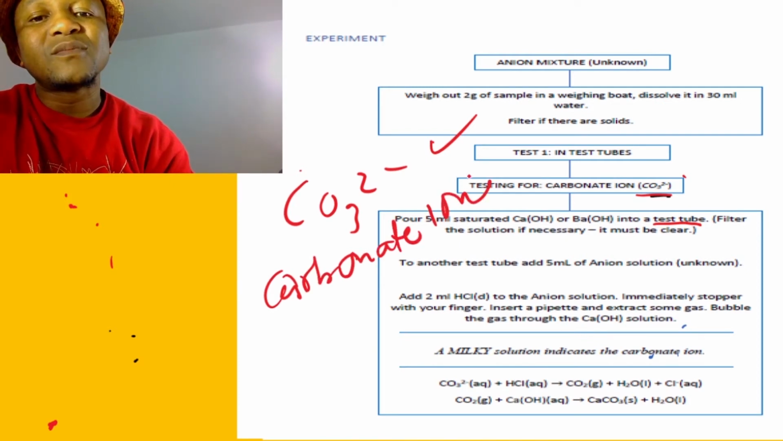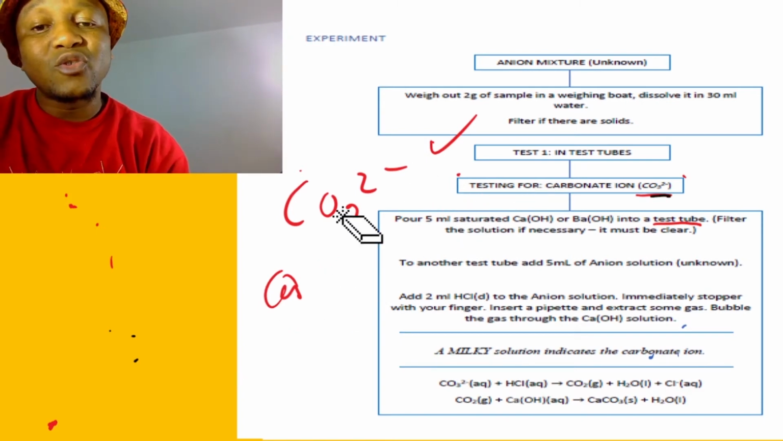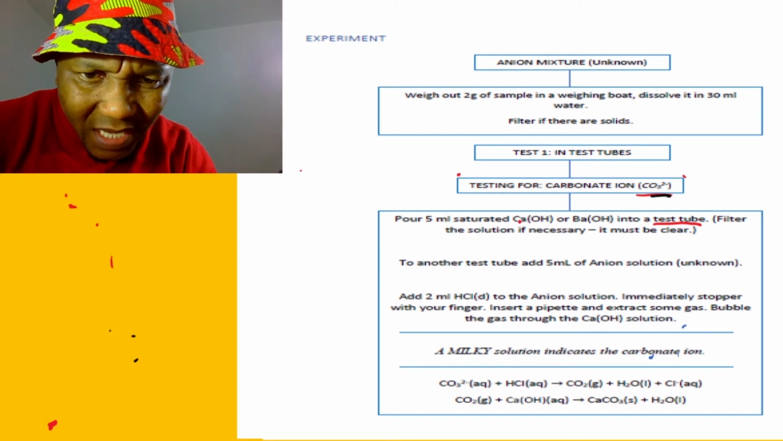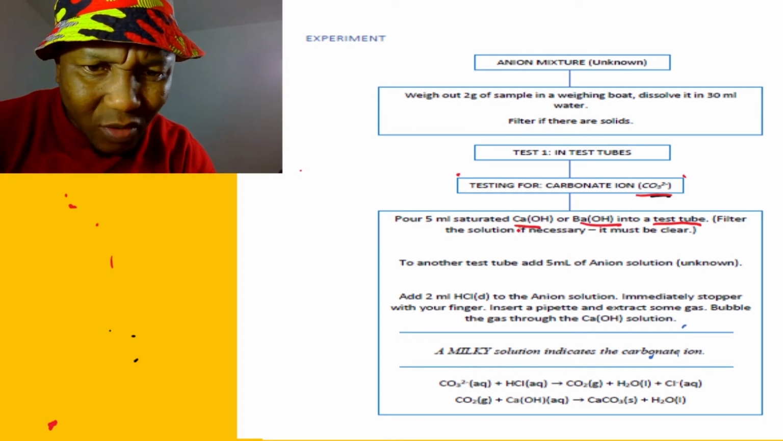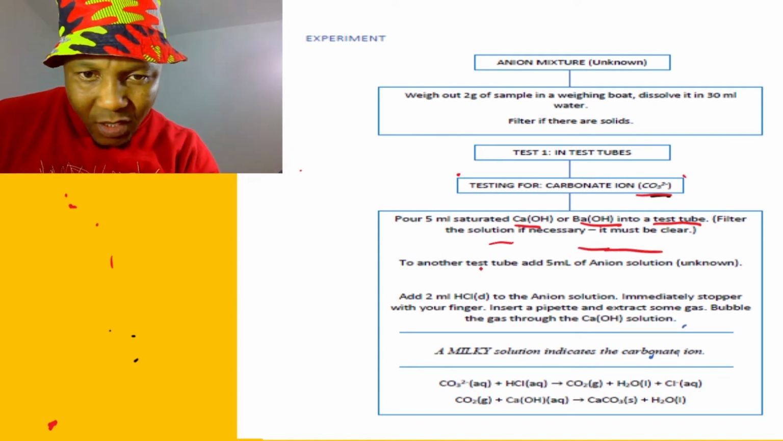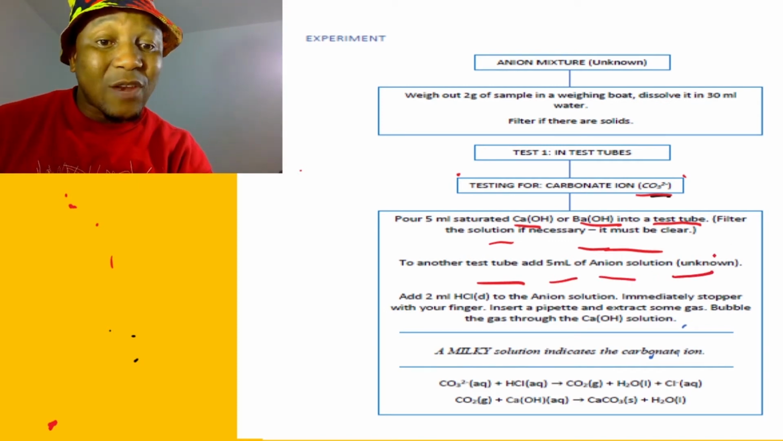Carbonate ions. Okay, it's also a radical, so you can simply go to the radical, but at the anions one. So how are we going to do that? Let's say here, either you can take calcium hydroxide or barium oxide, and then filter the solution if necessary. It must be very clear. The next thing is, to another test tube, add 5 milliliters of anion solution, which is unknown.